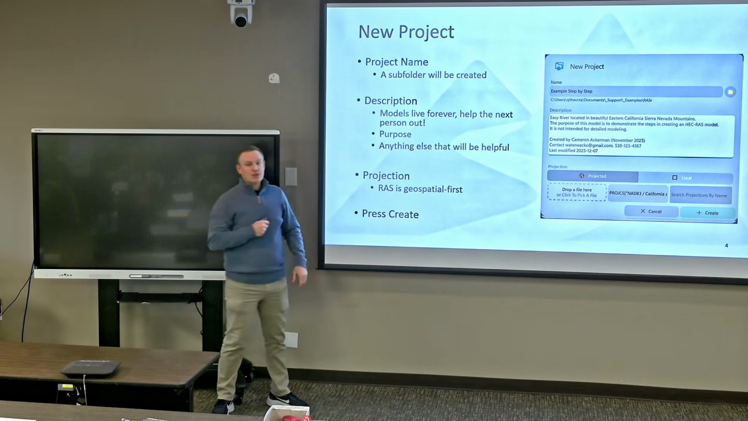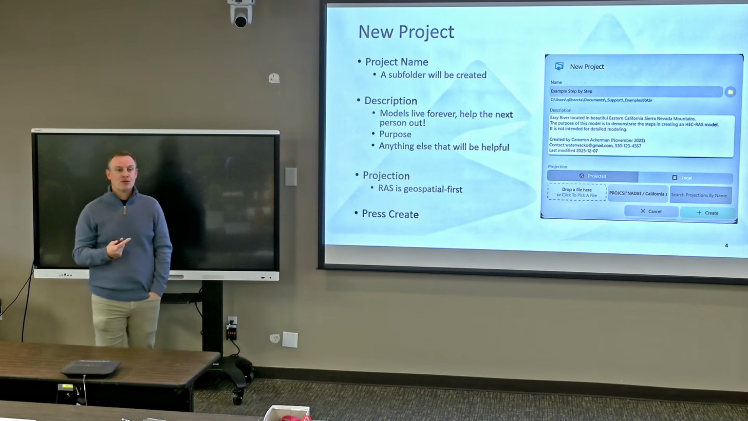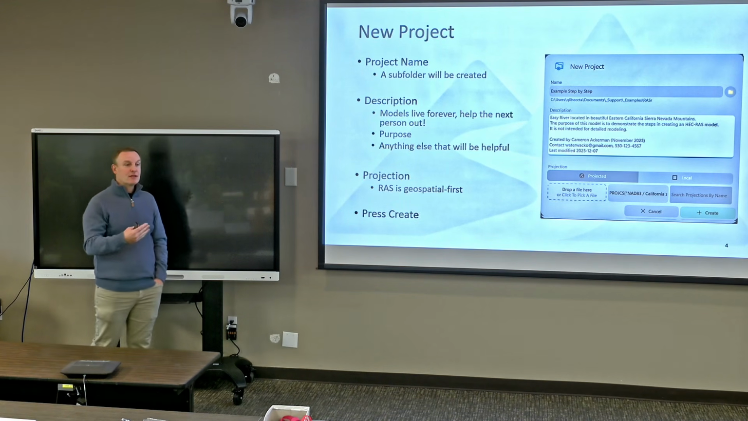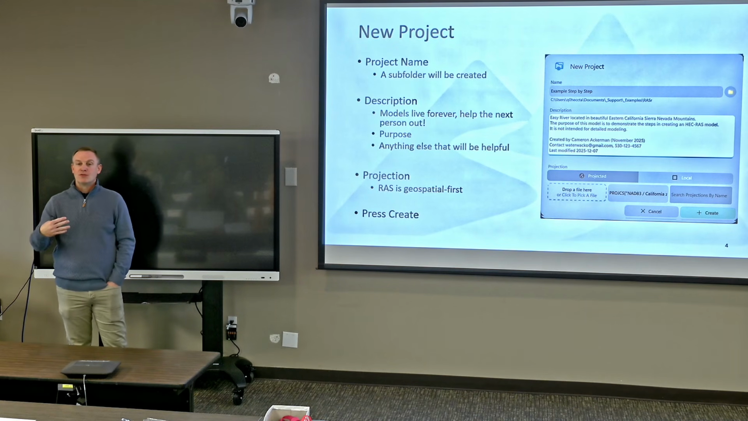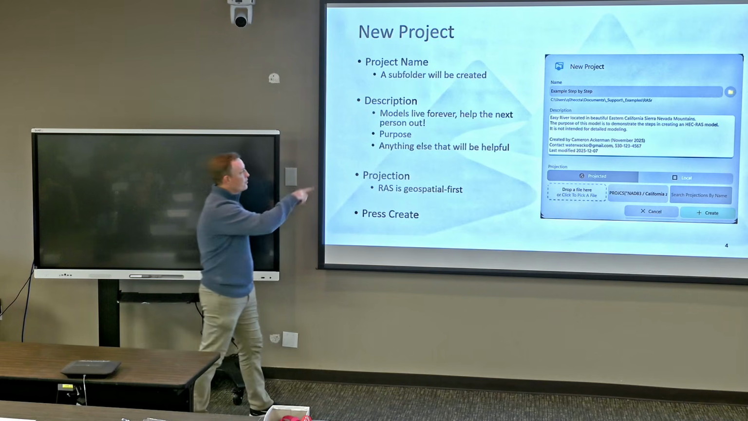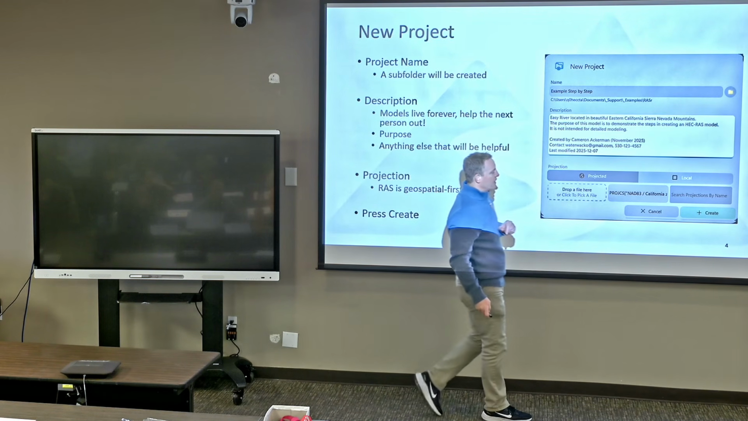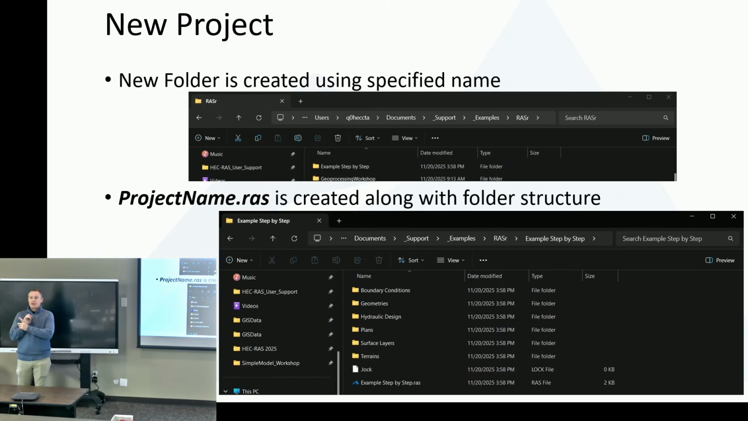We have you specify projection at the get-go because everything we're doing in RAS is gonna be geospatial. You add a pump station, you add a weir, everything is gonna have geospatial coordinates associated with it. We want you to get used to starting with that projection information up front. So you enter in your information, including a description of who you are and when you created it, and hit create, and that's going to create on disk a folder in that default project location.